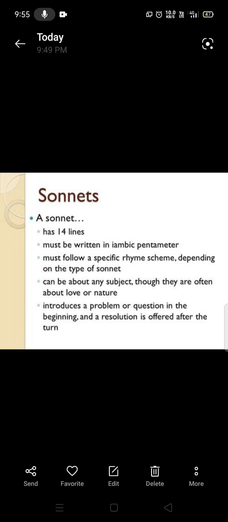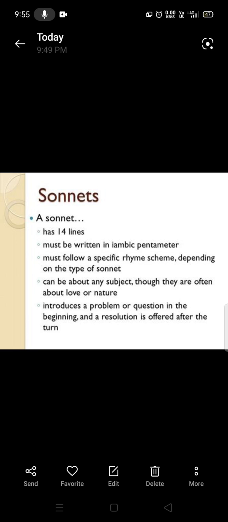So what is the rhyming pattern of the octave and sestet in the Italian or Petrarchan sonnet? The rhyming pattern of the octave is A B B A B B A. And in the sestet we have some variations. These are C D E, C D E, or C D C D C D, or C D D C D C. So we have variations in the sestet.